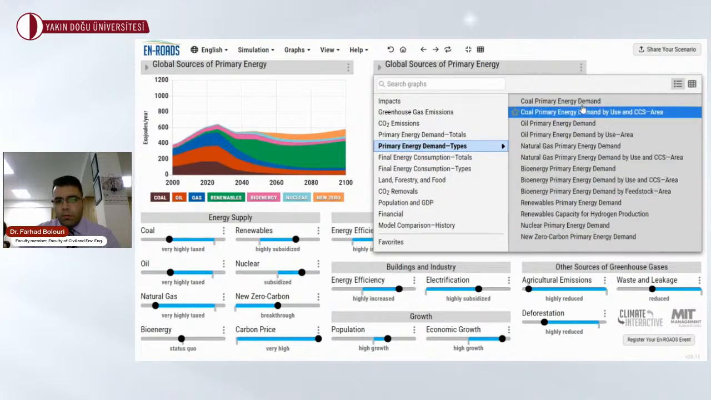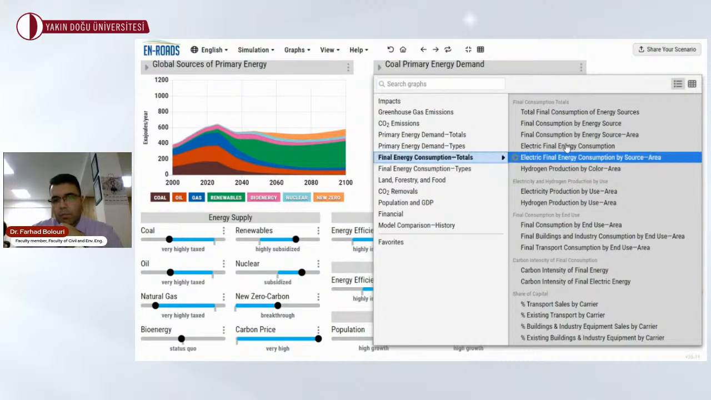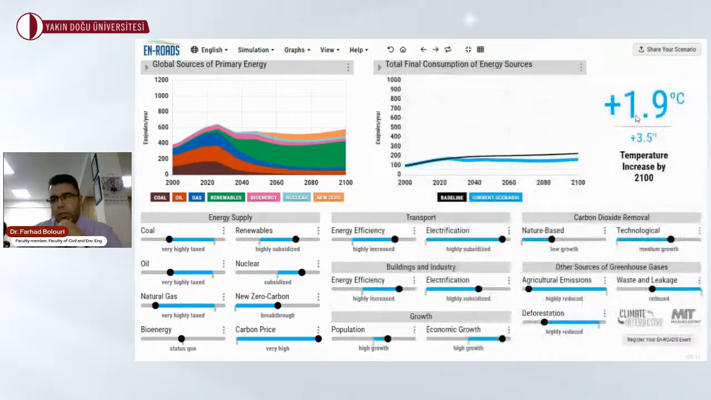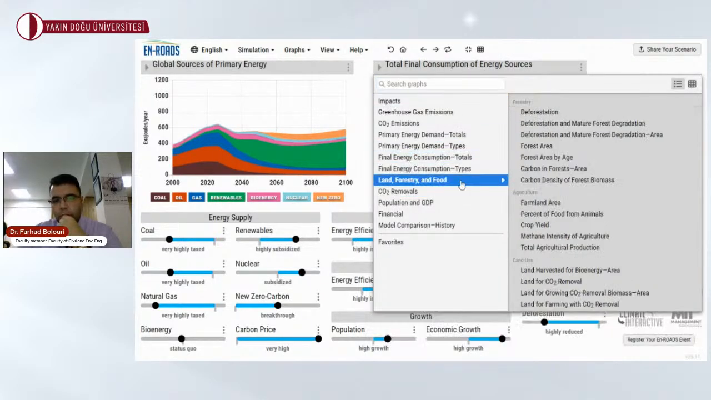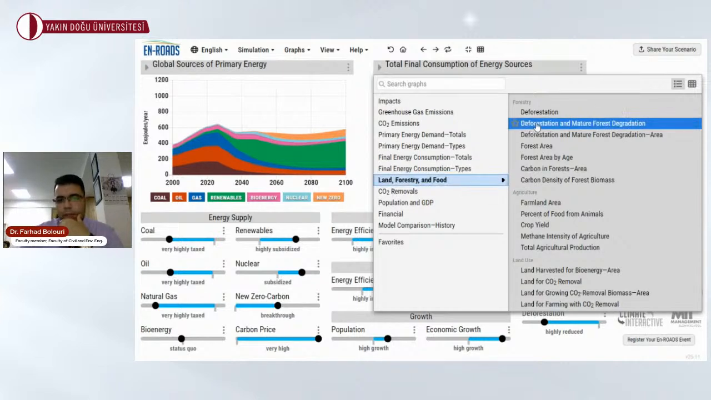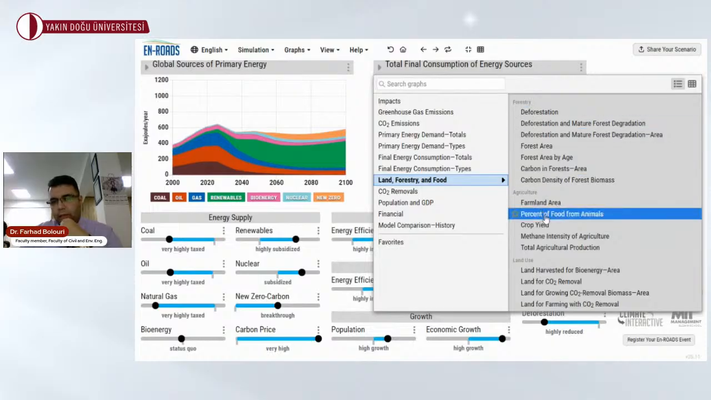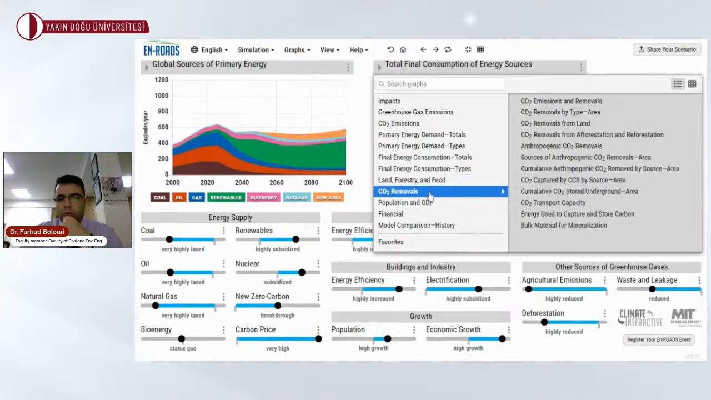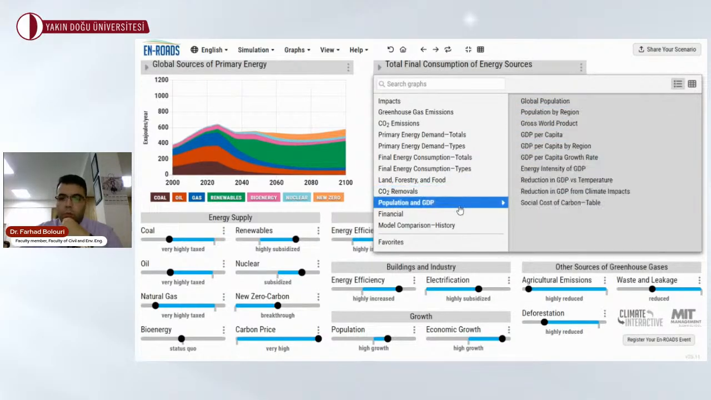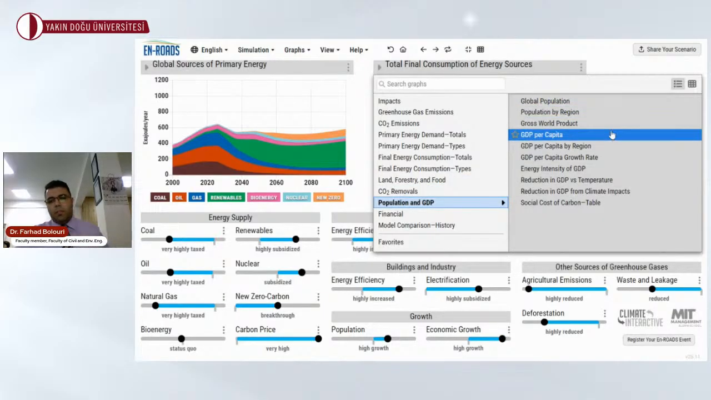For example, this one, coal. Final energy consumption you have. For example, total energy sources you have here and the other things. This one, you have land, forestry, and food. Here you can look at forestry, agriculture, land use, and everything. CO2 removals, you have it here by area, by land, and the other things. Population and GDP, GDP per capita and the other things.